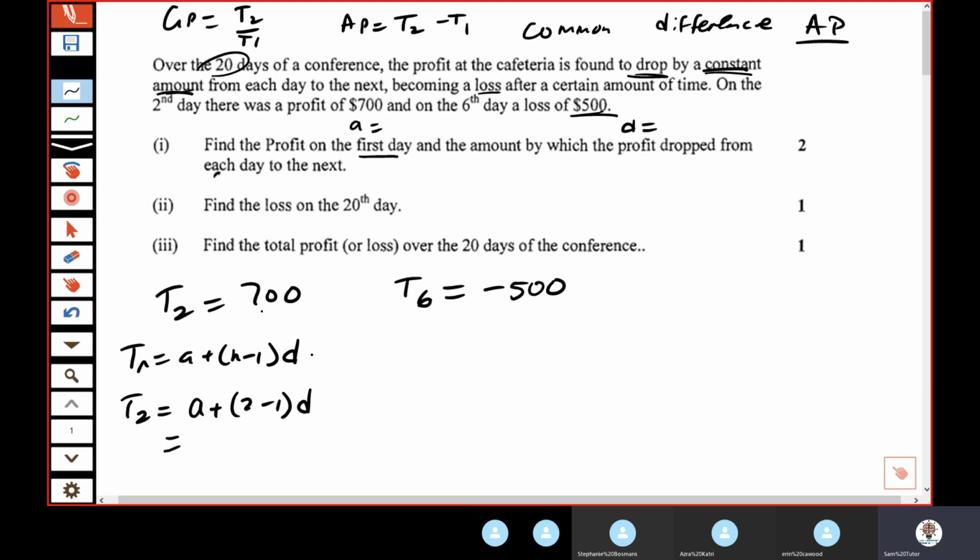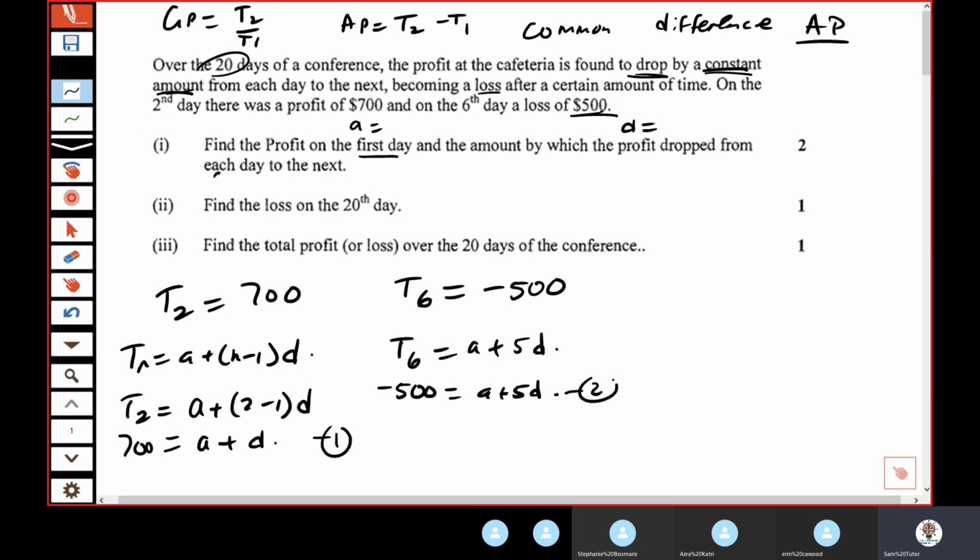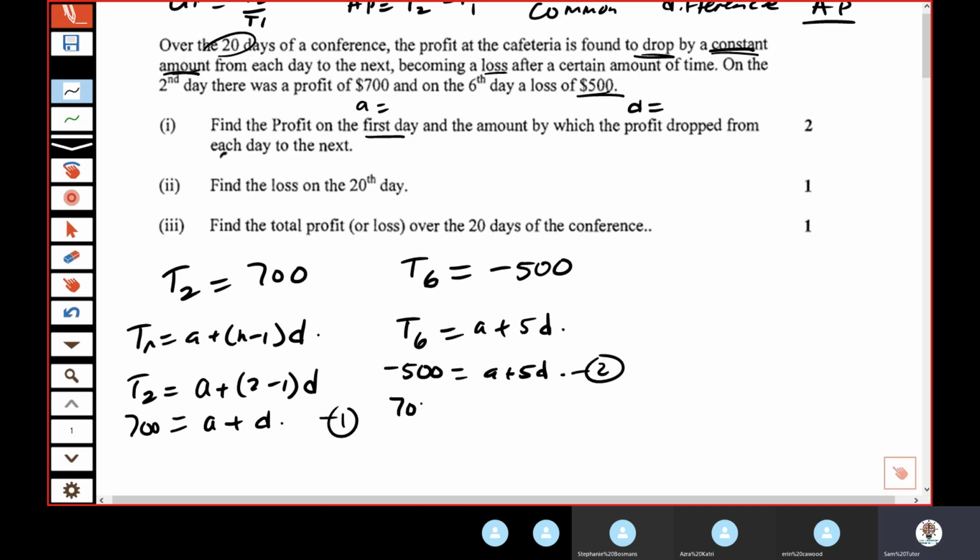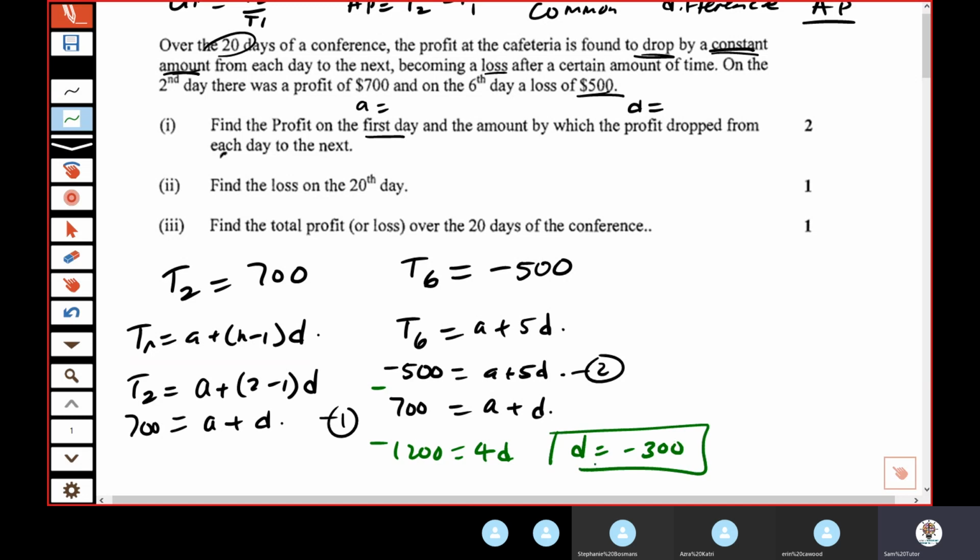So plug it in. T2 is 700, and then I get A plus D. T6 is A plus (6 minus 1), 5D. T6 is negative 500 equals A plus 5D. And then it's just a matter of simultaneous equations, right? Let's bring them underneath each other. At this point, does anyone have any questions? So now we found our common difference. We're losing $300.